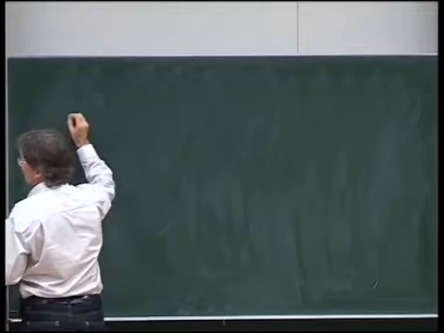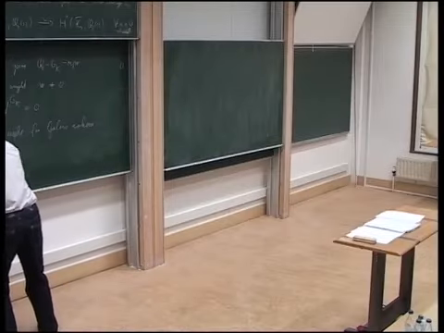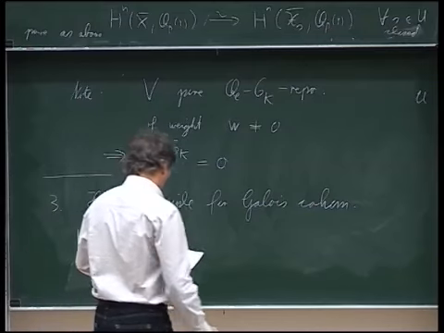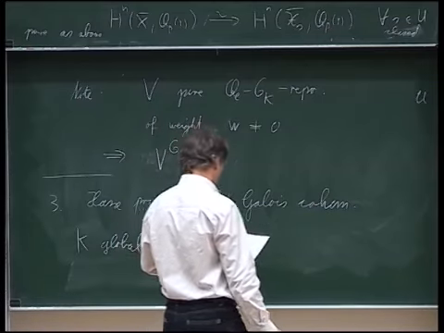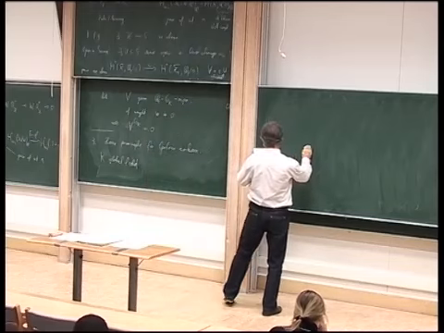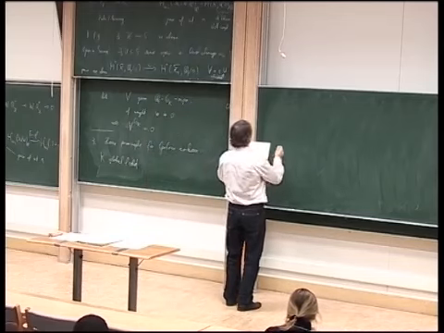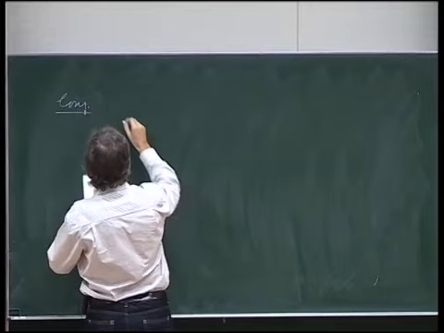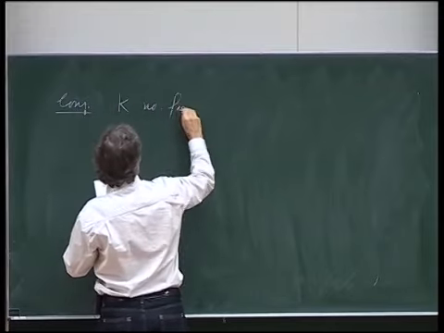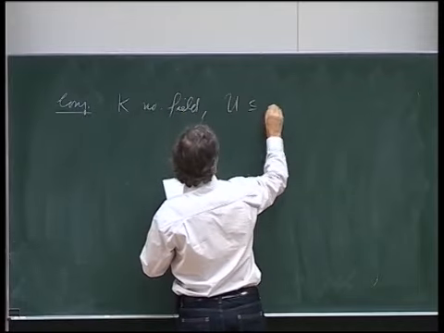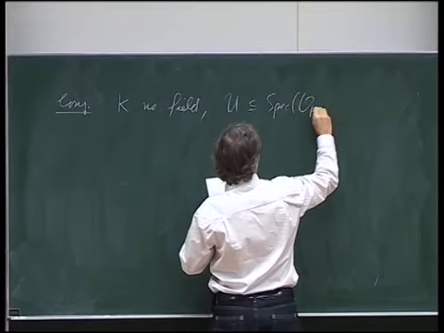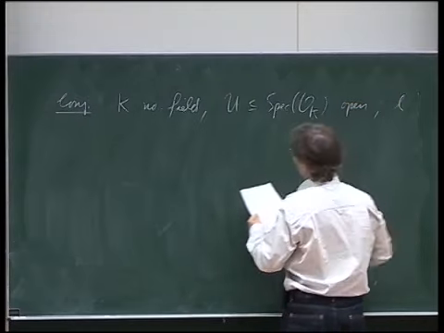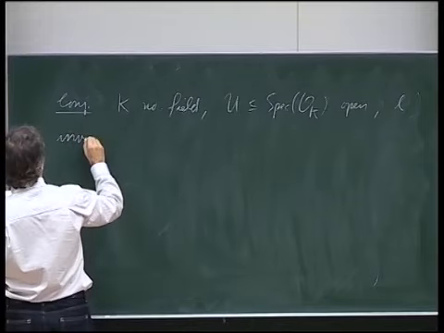So, as before, K is a global field. And so, I have a conjecture. Let K be a number field, and let U in Spec of the ring of integers of K be open, non-empty. And let l be a prime invertible on U.